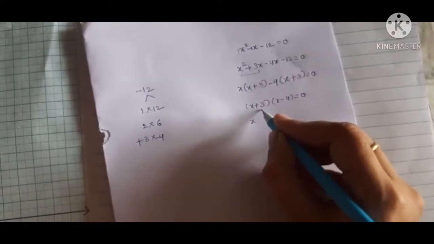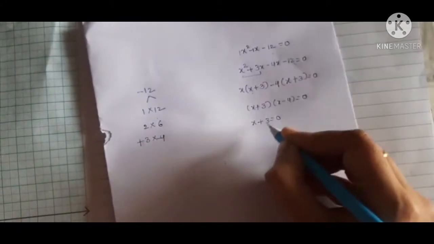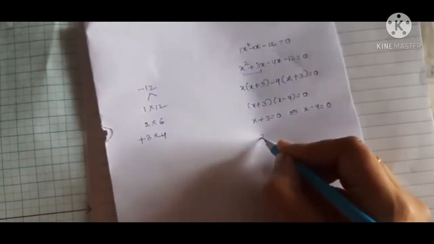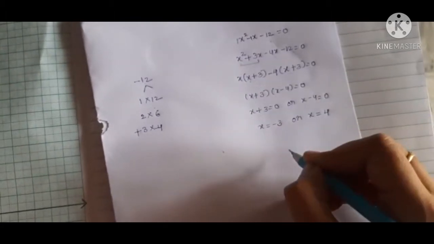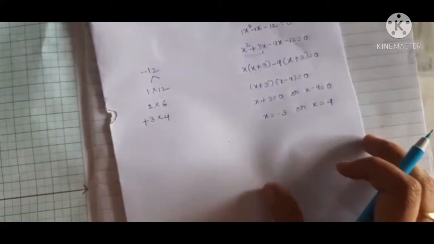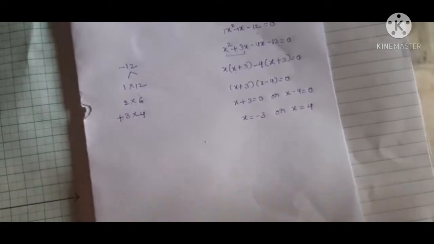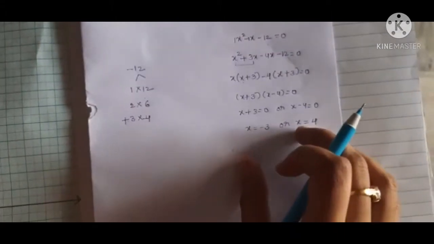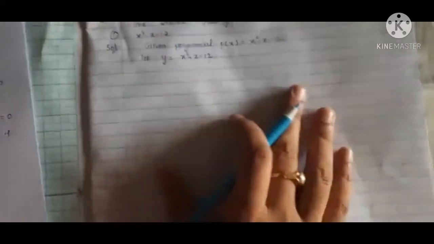Now the product of x plus 3 and x minus 4 is equals to 0, which means either one of these factors should be equal to 0. So x plus 3 is equals to 0 or x minus 4 is equals to 0. So x is equals to minus 3 or x is equals to plus 4. This is the rough procedure. Why do we need to do it? To take the values of x. By factorization you will get the zeros, minus 3 and 4.